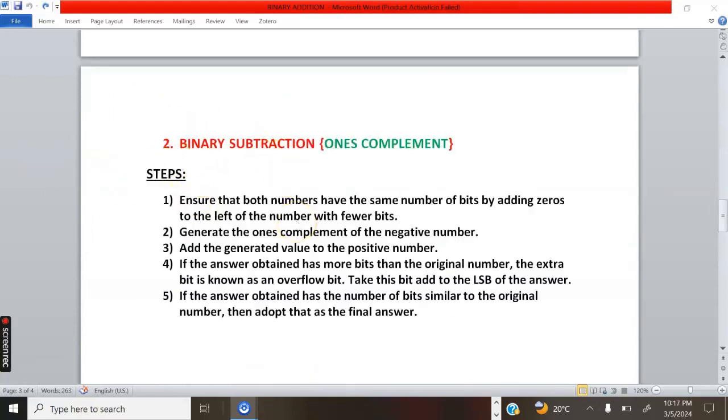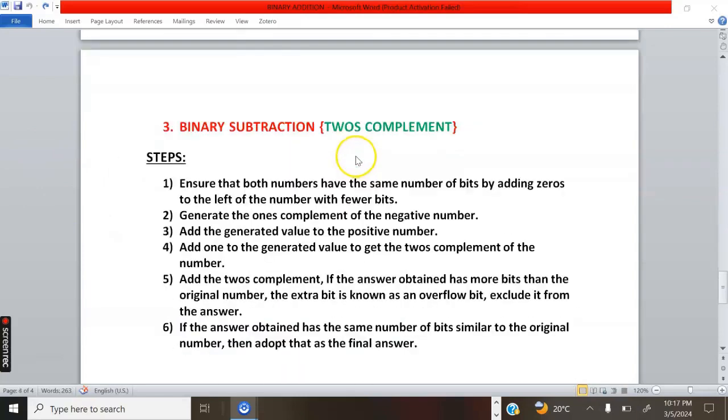So in the next part, we are going to look at binary subtraction using the one's complement. But for this particular one, we are going to use the two's complement method for binary subtraction. So step number one, you need to ensure that both numbers have the same number of bits by adding zeros to the left of the number with fewer bits. The bits are supposed to be the same. If the first number has 4 bits, the other number is also supposed to have 4 bits. In case a number has fewer bits, you need to add zeros to the left-hand side.